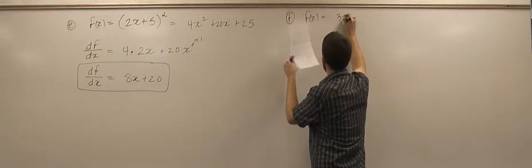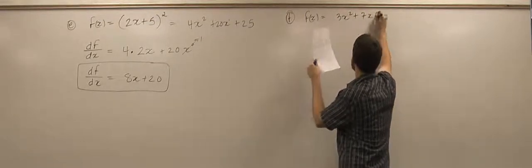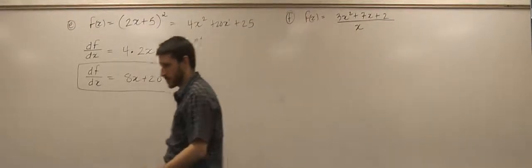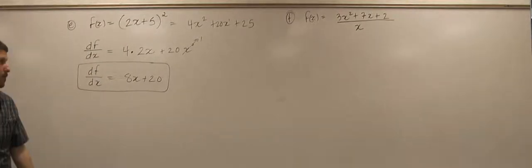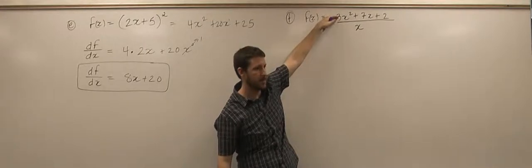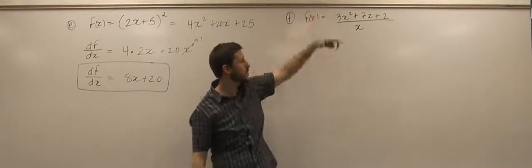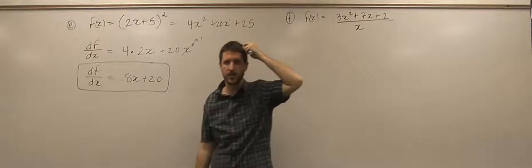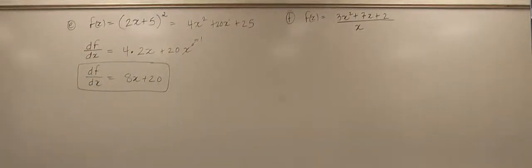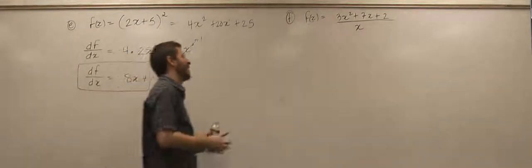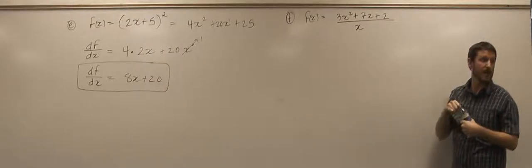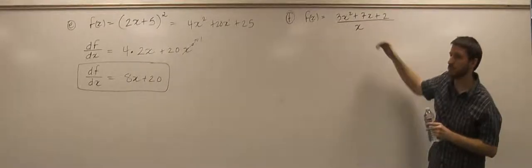So let's do 3x squared plus 7x plus 2, all divided by x. We want to do the derivative. Remember, derivative does not distribute to top and bottom. So if you want to do this derivative, you're going to have to somehow simplify this function. Do you know how you can rewrite this? 3x plus 7 plus 2 over x. Yeah, split it up. You can split the fraction up.